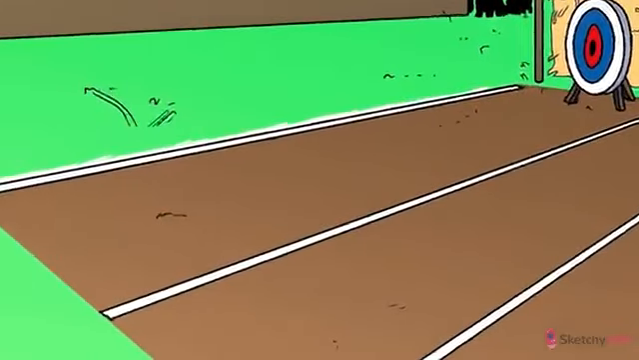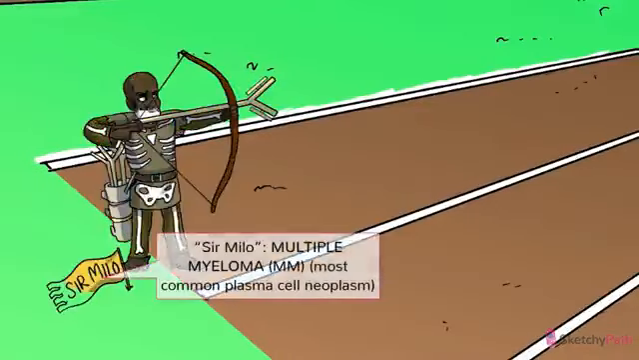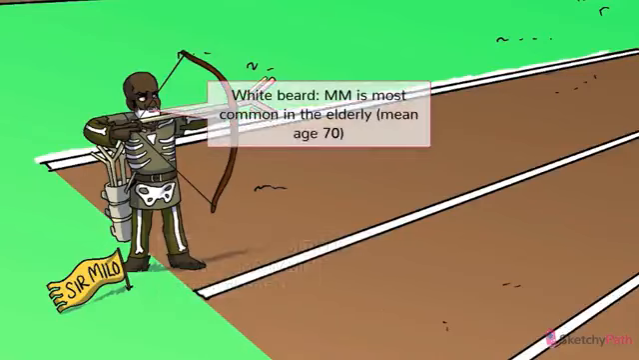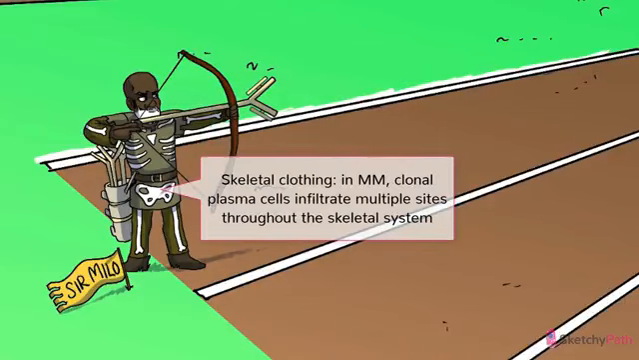Oop, here we go. Time to start the competition. Up first, Sir Milo, the most common plasma cell neoplasm, and one of the most common lymphoid malignancies in general, is multiple myeloma. This is a disease of the elderly, with a median age at diagnosis of 70. It also occurs more commonly in males and in people of African origin. In multiple myeloma, the clonal plasma cells infiltrate multiple sites throughout the skeletal system, hence Sir Milo's intimidating skeletal tunic.